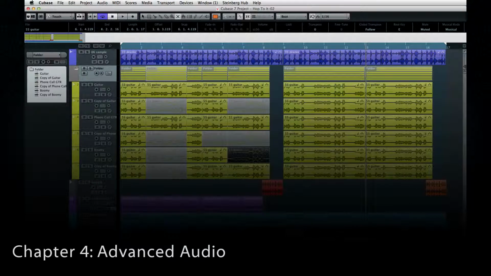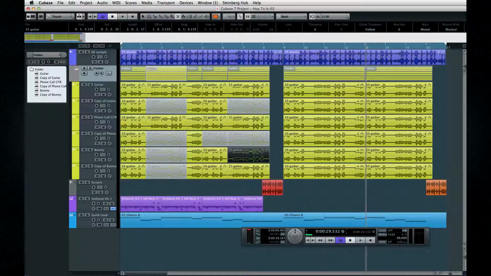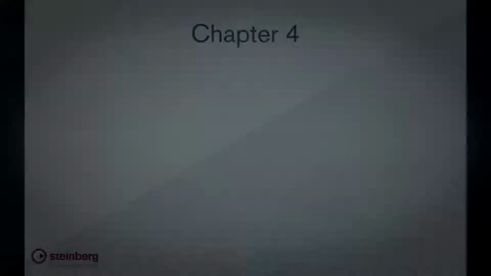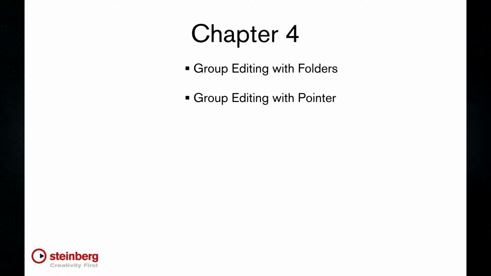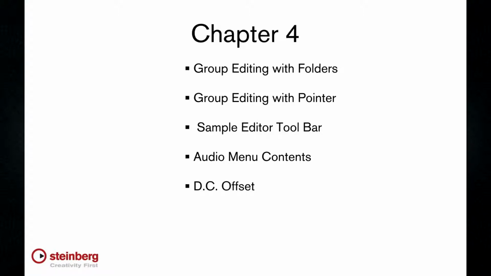In this chapter, we'll finish our review of the editing tools, and then we'll explore the audio menu. The objective with this chapter is to make sure that you're aware of the tools and resources available and how to use them. By the end of the chapter, you should have a solid understanding of group editing via folder tracks, group editing using the click and pick method, the sample editor toolbar, the audio menu and its submenus, DC offset, what issues it can create, and how to solve them.